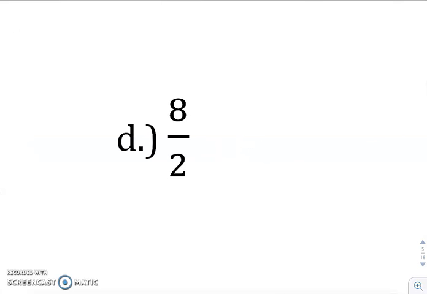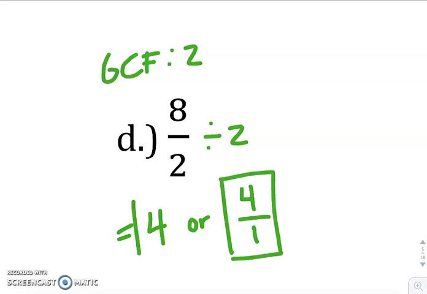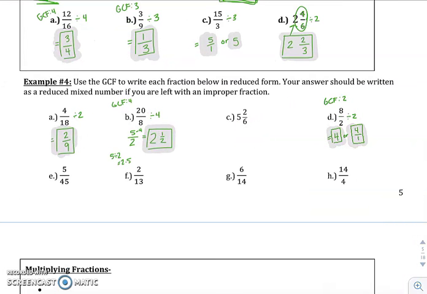8 halves. So either just recognize that 8 divided by 2 is 4, or you can say, well, the GCF here, they're both divisible by 2. So if you divide them by 2, 8 divided by 2 is 4. 2 divided by 2 is 1. There's nothing wrong with leaving your answer over 1 or just writing it as the number itself. They both mean the same thing. They're both equivalent.